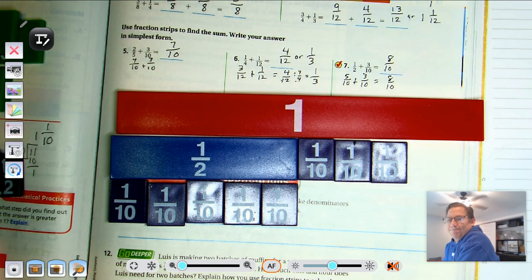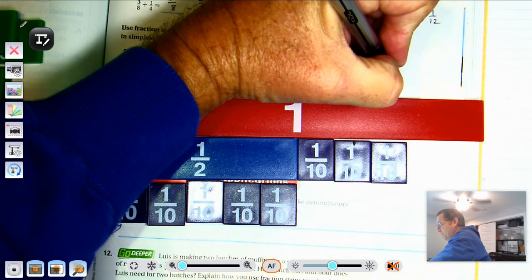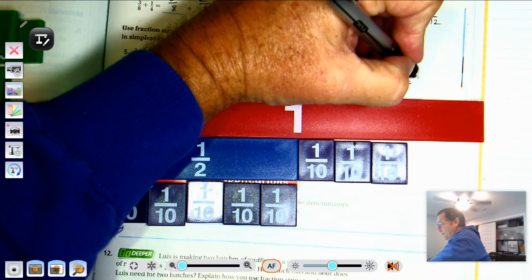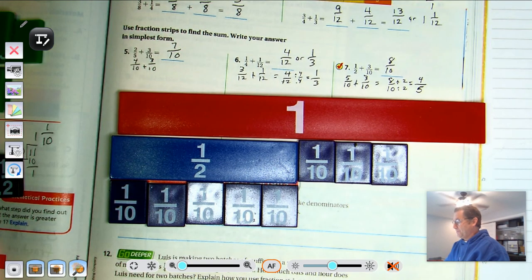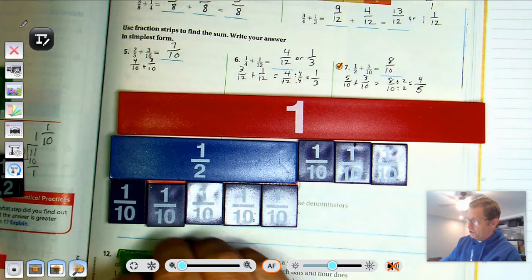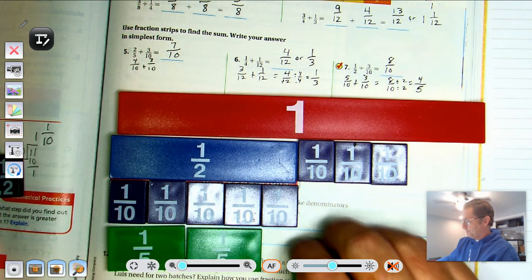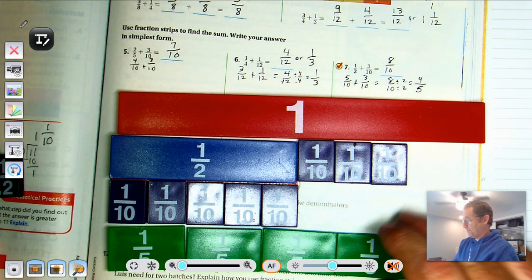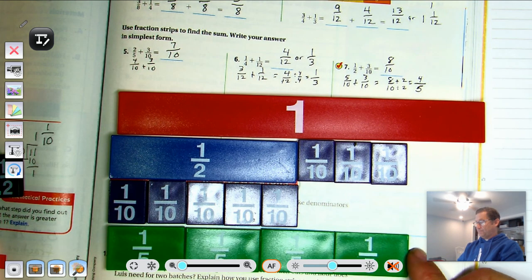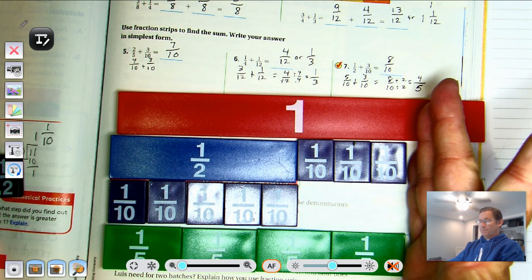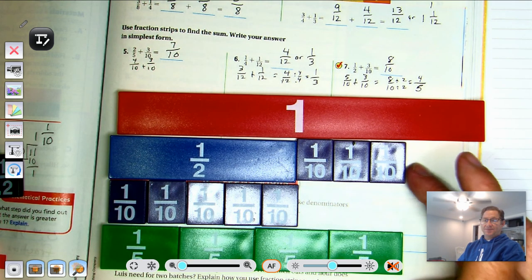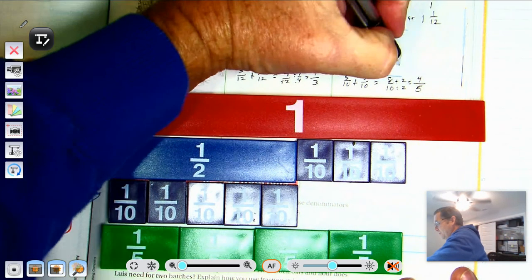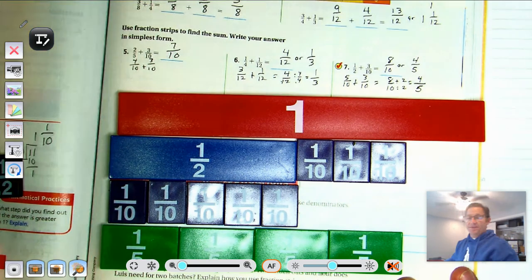Now those are both even numbers, right? So we should know that they can both be divided by 2. 8 divided by 2 is 4, and 10 divided by 2 is 5. So 4/5 should match. And it does. Okay. So 7/10 would end here, and 4/5 ends here. I'm sorry, 8/10 ends here. 8/10, and 4/5 ends here. So 8/10 or 4/5.